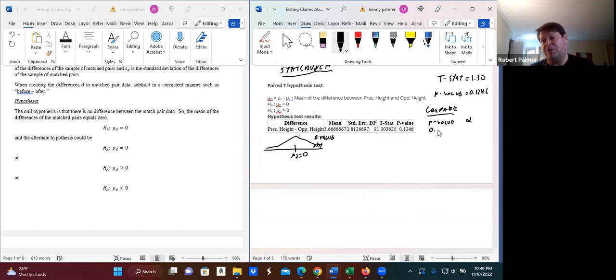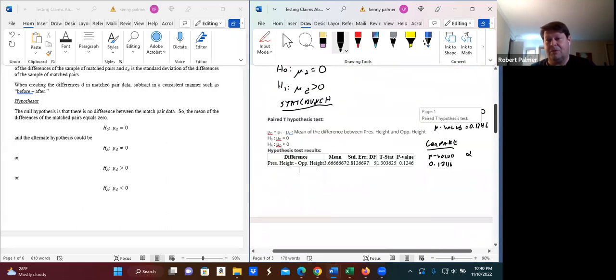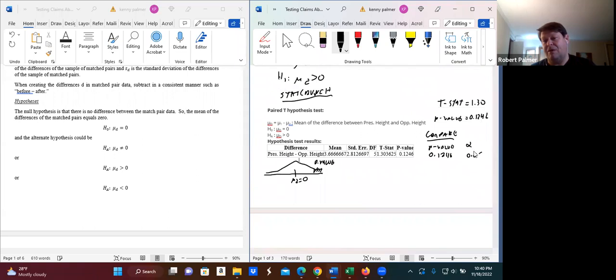The p-value is 0.1246, and our alpha was 0.05. And so obviously, if we compare that, the p-value is larger. And of course, what that means is we do not reject H0. So we do not reject the null hypothesis in this case because the p-value is too large.